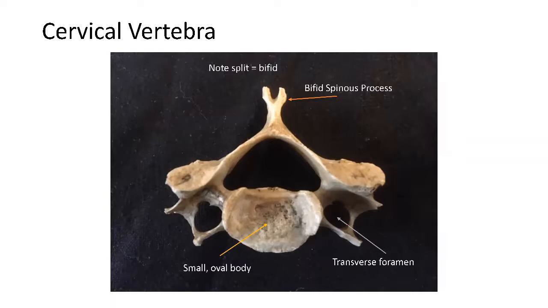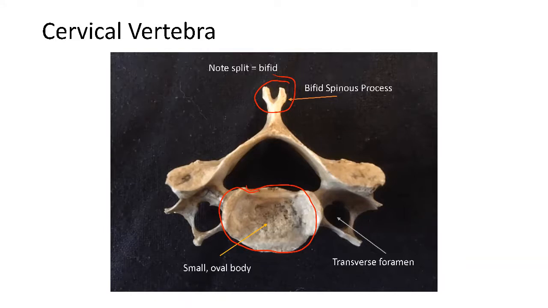So if you're looking at the cervical vertebra, what we first see is the bifid spinous process. That means it has the fork in the tail. It's got 2 pieces, bi meaning 2. Another piece is this small oval body, which we remember means not just small over in comparison, but the fact that it's small in comparison to the rest of the bone.